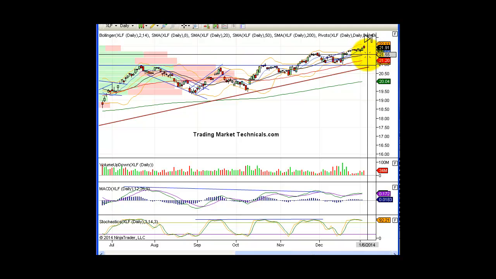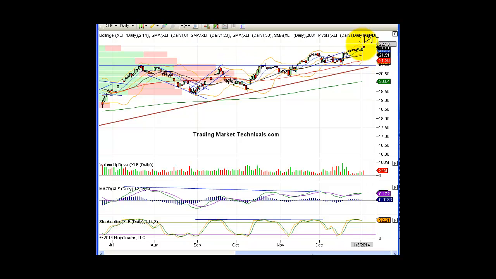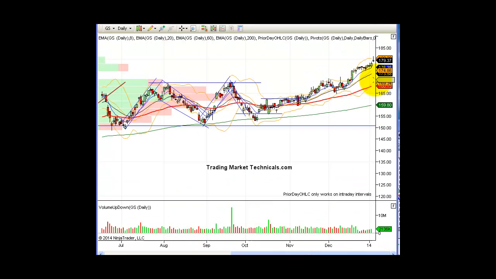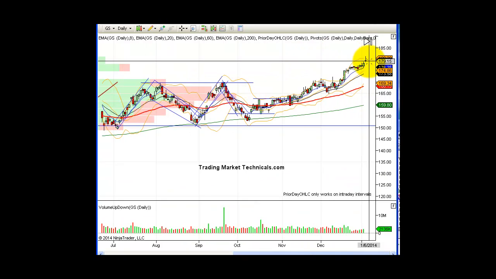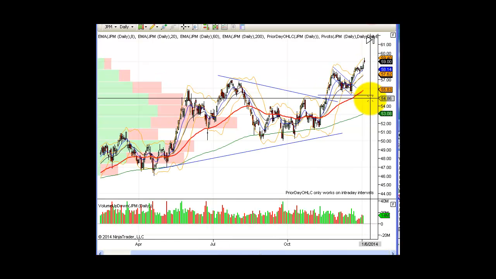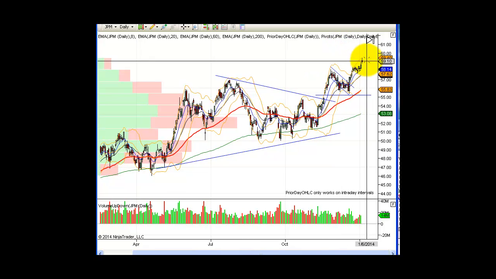I like the home builders for 2014. I still love technology as well. But again, they're a little bit extended and they need to come in. As you can see here, we're getting a couple of dojis, a gravestone doji here in Goldman Sachs. And if you look at JP Morgan, we have another doji over here.